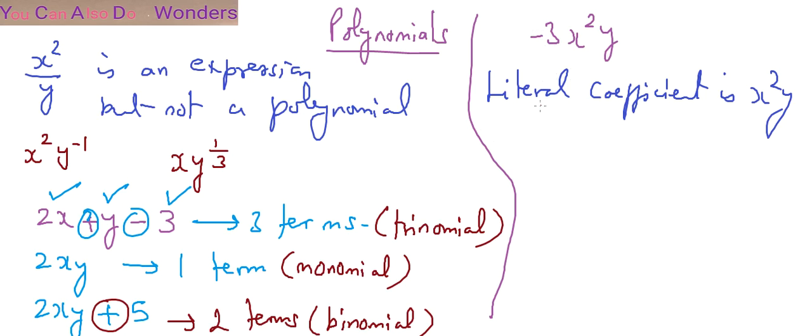The numeric coefficient is only the number part, that is the constant part. So numeric coefficient is minus 3. Here you need to take care of sign also. So numeric coefficient is minus 3. Literal coefficient is x square y.